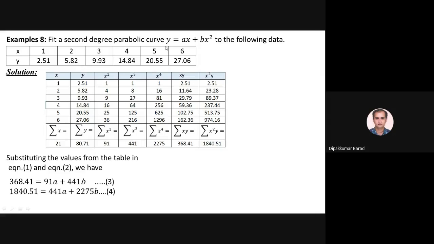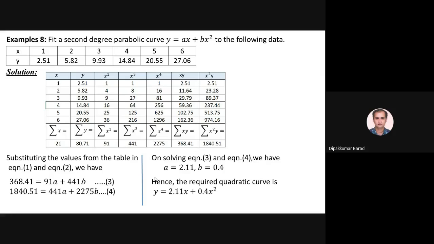and summation x square y is equal to a into summation x cube plus b into summation x raised to 4. Then you put this value, so you get these two equations. After solving these two equations, you get a equal to 2.11 and b equal to 0.4. Put this value in our parabolic curve, so we get the equation.